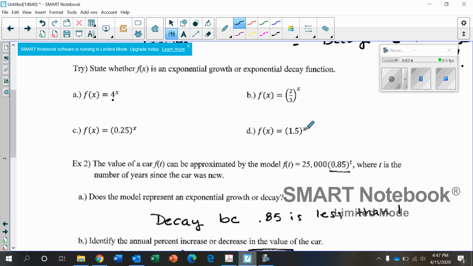Okay, that's where we're stopping today. What you have to do is 4 problems on Delta Math, which is going to be identifying if it's growth or decay, and then telling me what the rate is as a percentage.